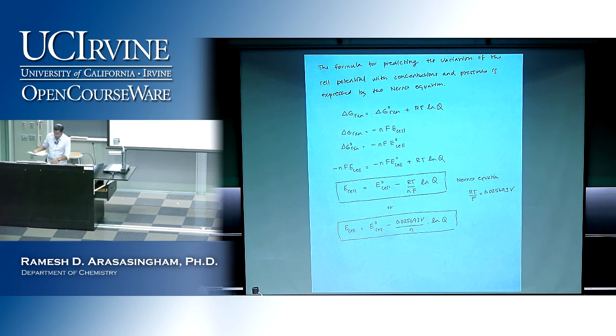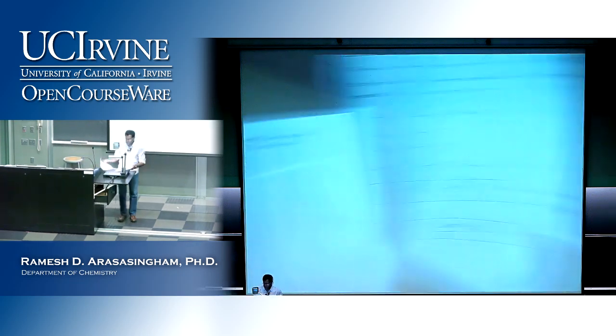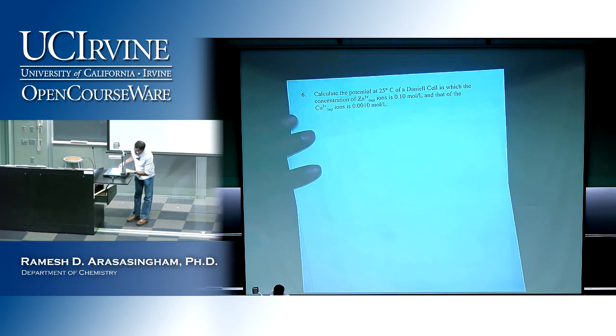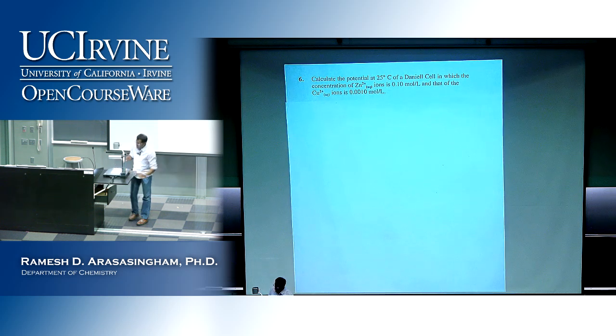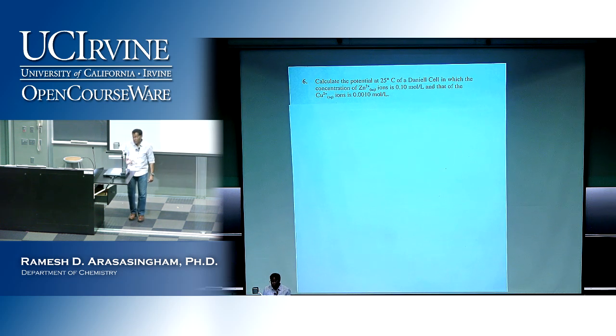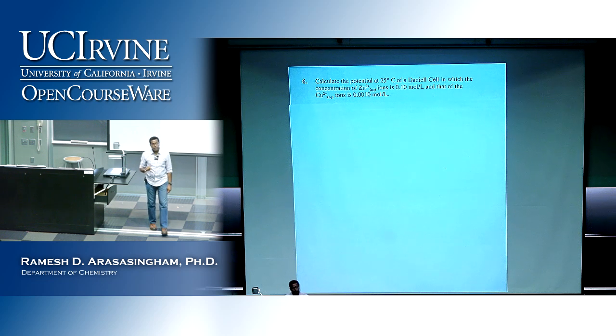Okay? And so let's take this example where we're asked to calculate the potential at 25 degrees Celsius of a Daniell cell in which the concentration of zinc ions is 0.10 moles per liter, and that of the copper ions is 0.0010 moles per liter. Okay?